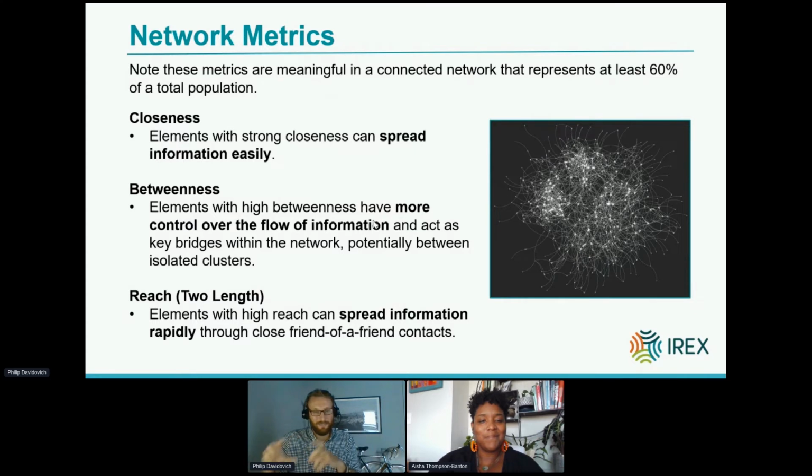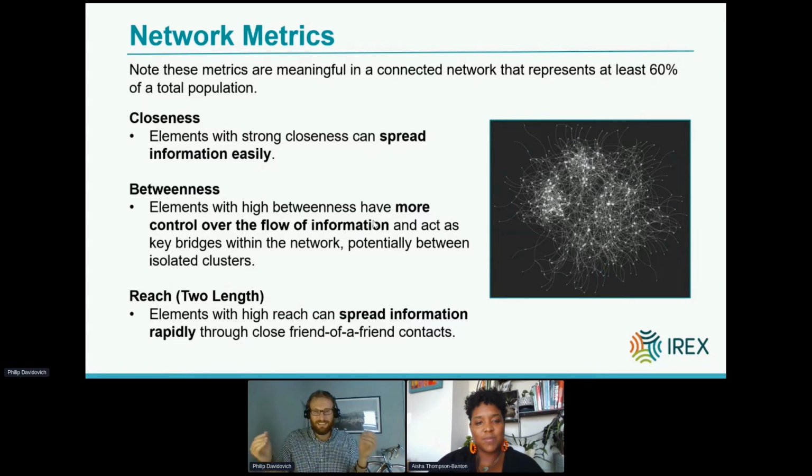I'm sorry, I forgot to include the definition specifically on why these are things, so I'm just going to say it anecdotally. The two-length reach is basically, for every single individual node, what percentage of the total network they can connect with within two lengths of themselves, right? So one connection, and then it's basically a friend-of-a-friend mentality. What percentage of the network can this person reach through a friend of a friend?